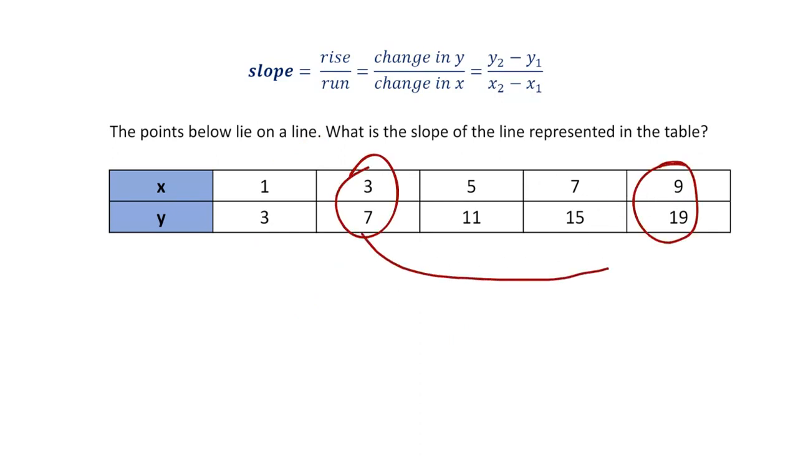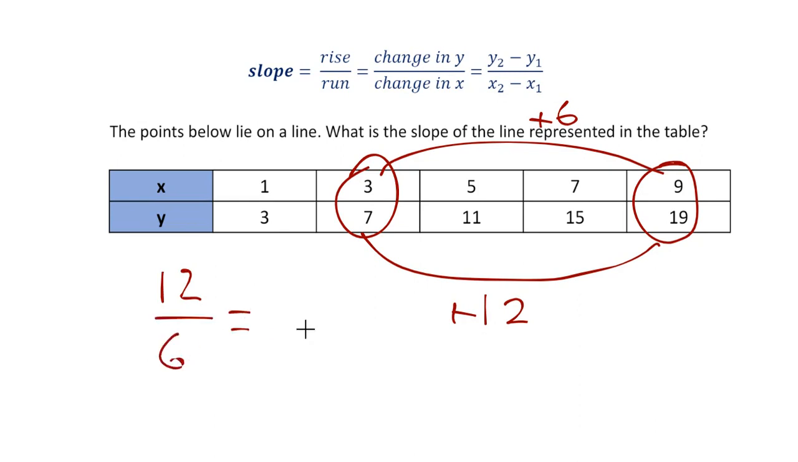So the change in y is from 7 to 19, that's a positive 12. From 3 to 9, that's a positive 6. I'm just going to write it up here. And then the change in y is 12, change in x is 6. Well, 12 divided by 6, that's still 2. That's the same thing that we got in the beginning.